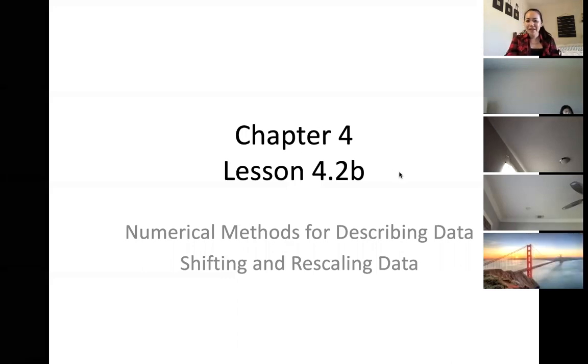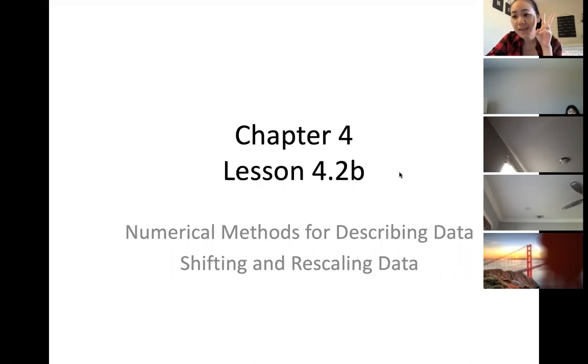All right. So what we're talking about today, guys, is two main things. One is how to tell when something is an outlier, and what happens to mean, median, standard deviation, IQR, all of that when we shift or rescale data. Those are the two main things we're going to talk about today.